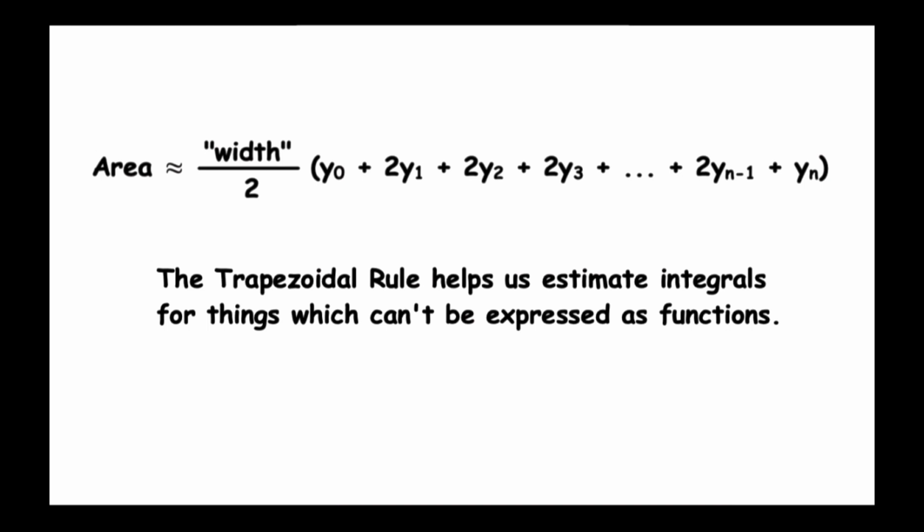It says width in quotes. You can almost think of width as being height if you want as well, because the trapezoids are turned on their sides. And then it has this strange, very long parentheses with y-naught and y-n at the end, and those both have coefficients of 1, and everything else in the middle has a coefficient of 2 on it, so it's kind of weird. Don't worry about memorizing this formula. I think you're going to memorize it without meaning to when you start to see some examples, which we're going to do right now.